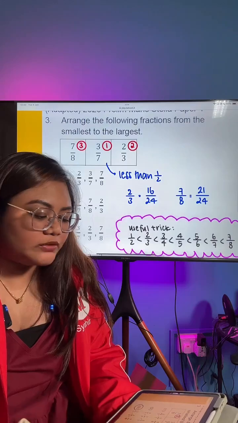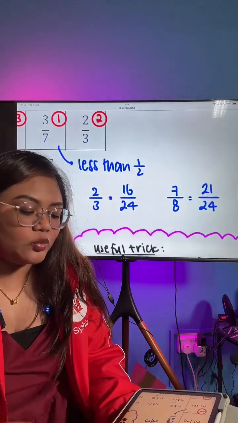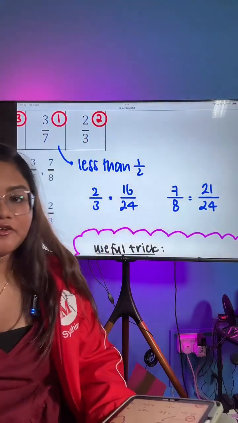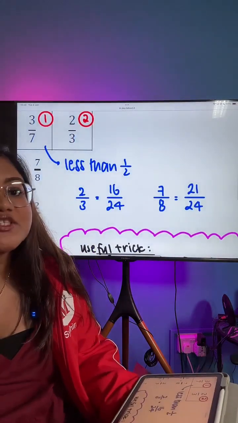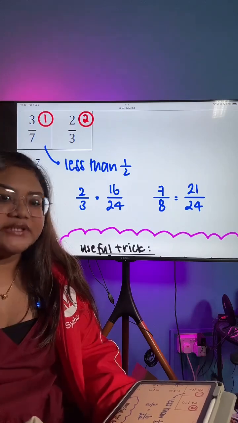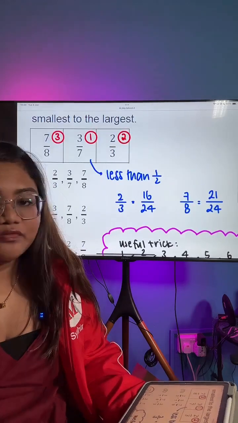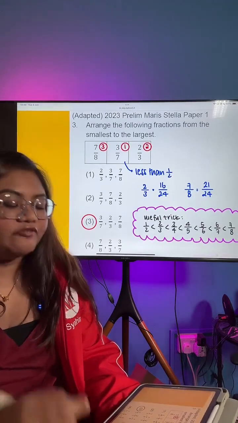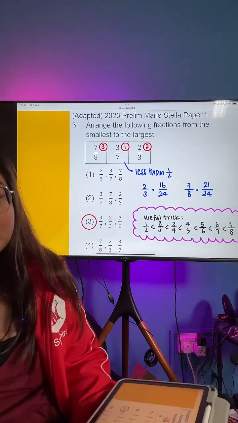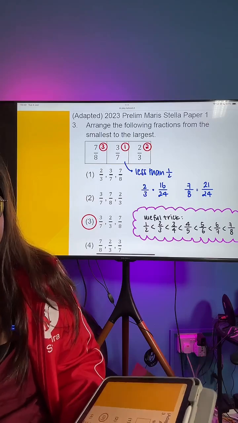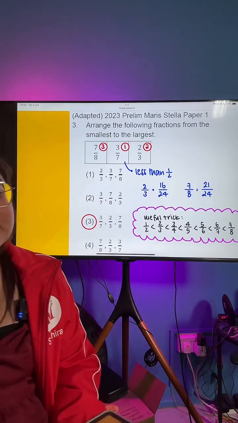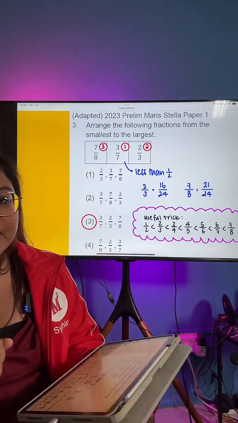Then we just compare 2/3 and 7 over 8. Change into out of 24, we realize 2/3 is only 16 out of 24, whereas 7 over 8 is 21. So we know 2/3 is second and 7 over 8 is third. So the answer is 3 over 7, followed by 2/3, followed by 7 over 8. Yes, you can. No problem. We cannot use a calculator here in paper 1.